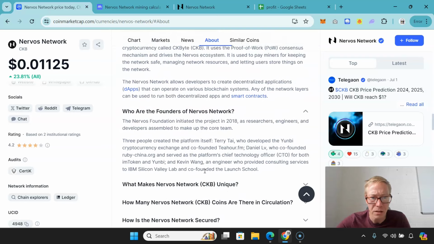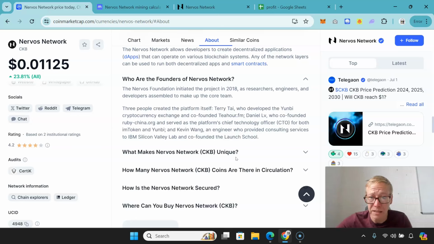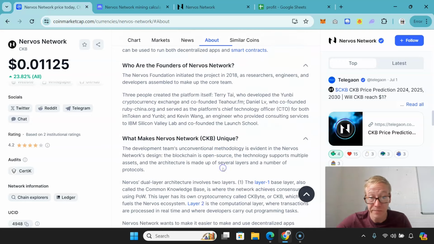The founders are the Nervos Foundation, which initiated the project in 2018. Three people created the platform itself: Terry Tai, Daniel Lou, and Kevin Wang. Now, they all have great resumes, working either at IBM in Silicon Valley or founding crypto exchanges, working as CTOs or CEOs.